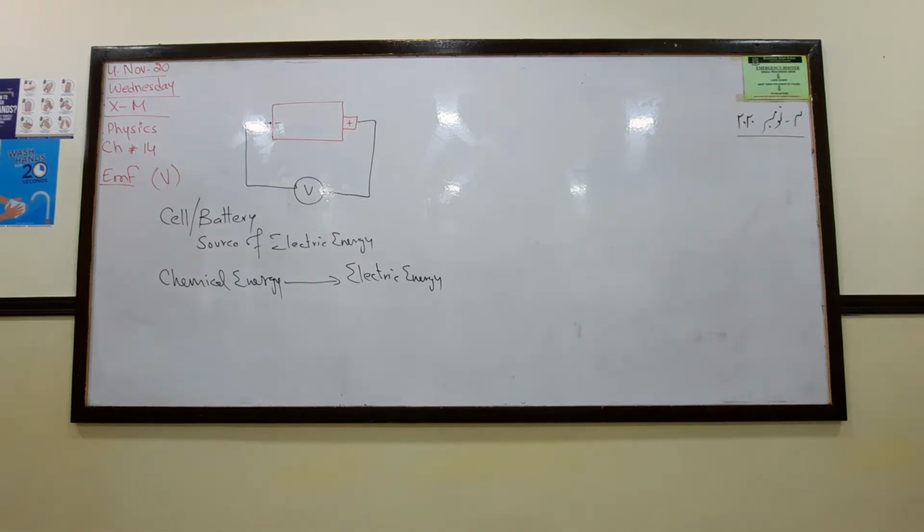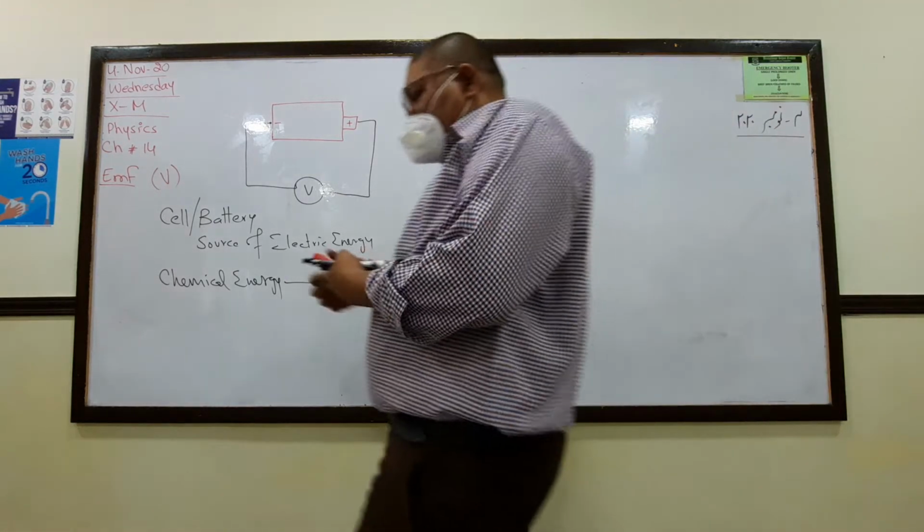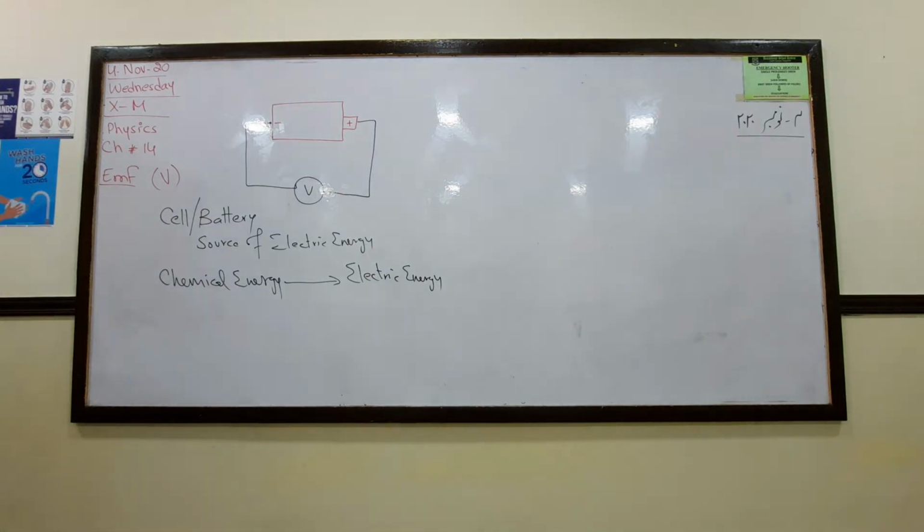Okay? So when you define the EMF of the cell, this concept will be very important, that the chemical energy is converted into electric energy. This is the function of the cell. It has chemical energy, it converts into electric energy. So EMF is the amount of chemical energy converted into electric energy when unit charge flows through the cell. Okay? EMF of the cell is the amount of chemical energy converted into electric energy when unit charge flows through the cell. This is one definition of the EMF.